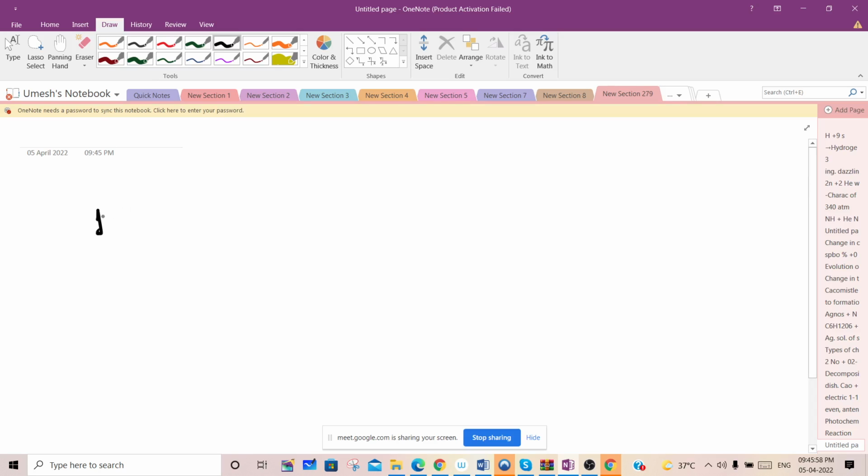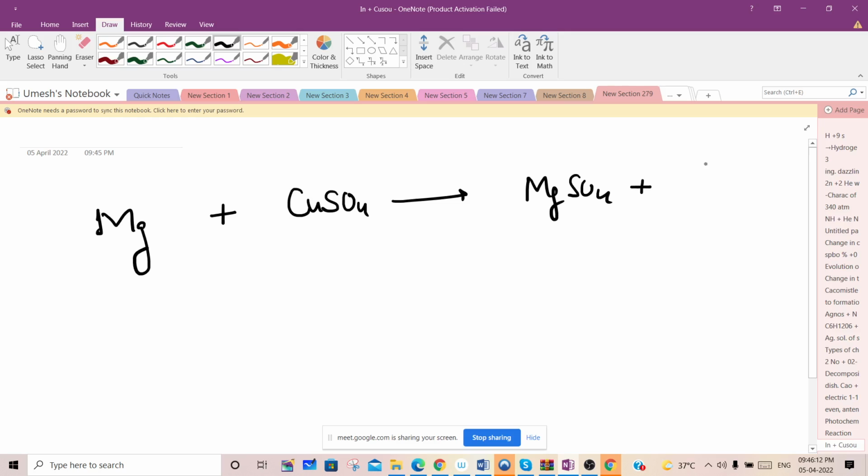Similarly, if I say magnesium, here copper sulfate, magnesium sulfate plus, so magnesium is taking the position of the copper. Magnesium is taking the position of copper.